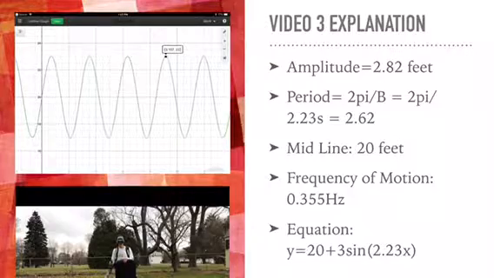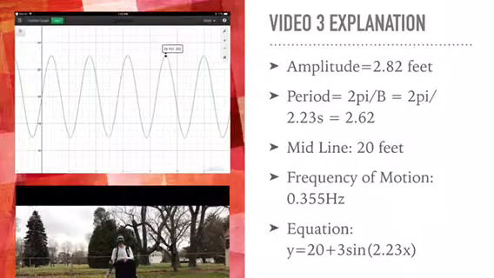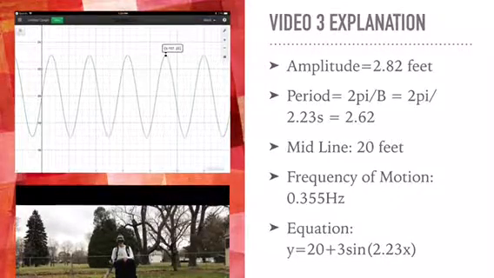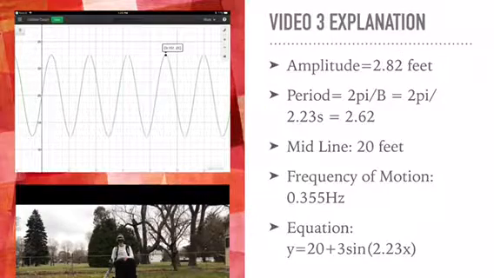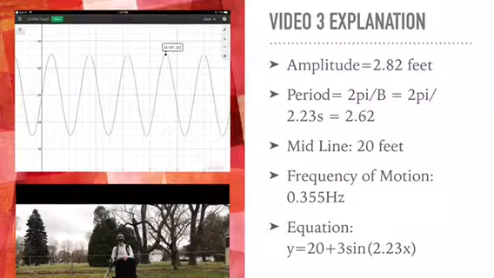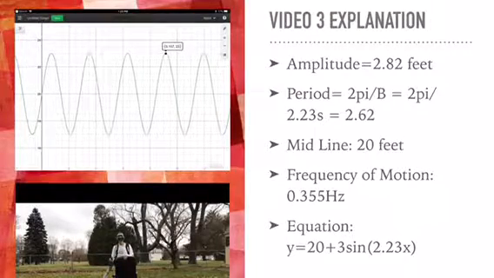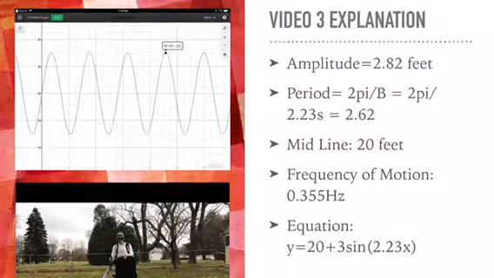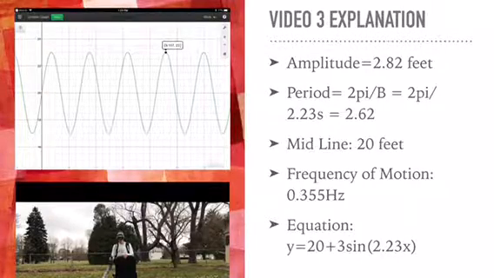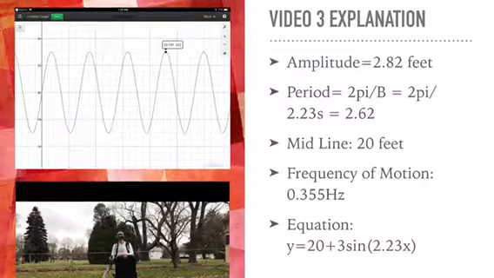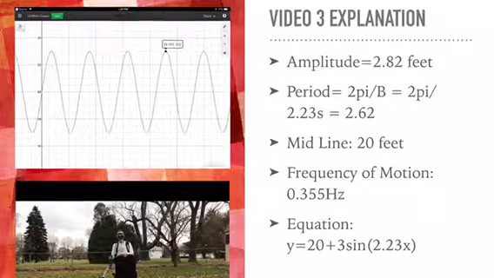For this video, the amplitude is 2.82 feet, the period is 2π over b, which is 2π over 2.23 seconds, which equals 2.62. The midline equals 20 feet. The frequency of motion is 0.355 hertz, and the equation is y equals 20 plus 3 sine(2.23x).